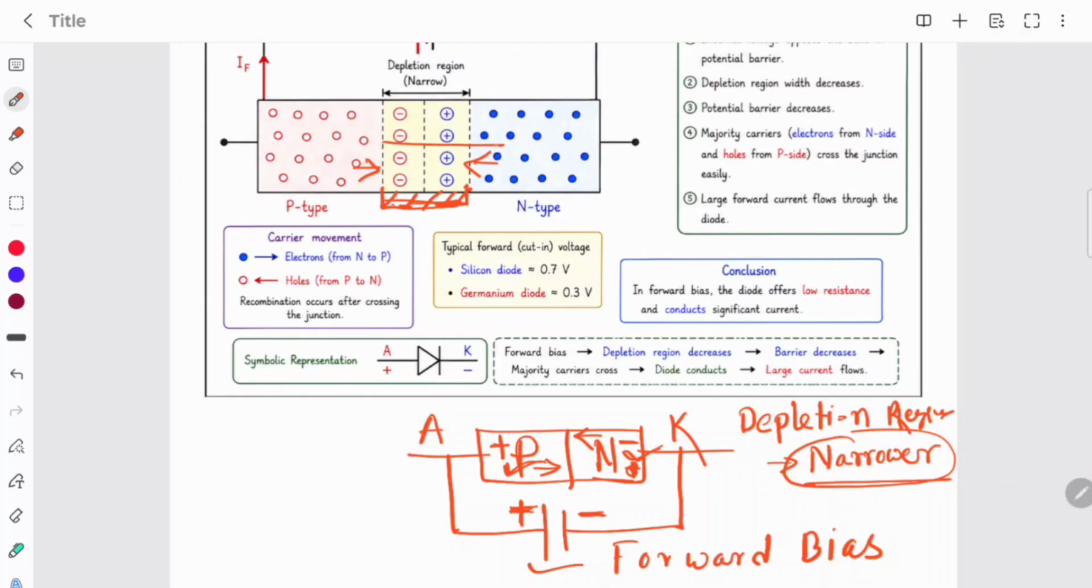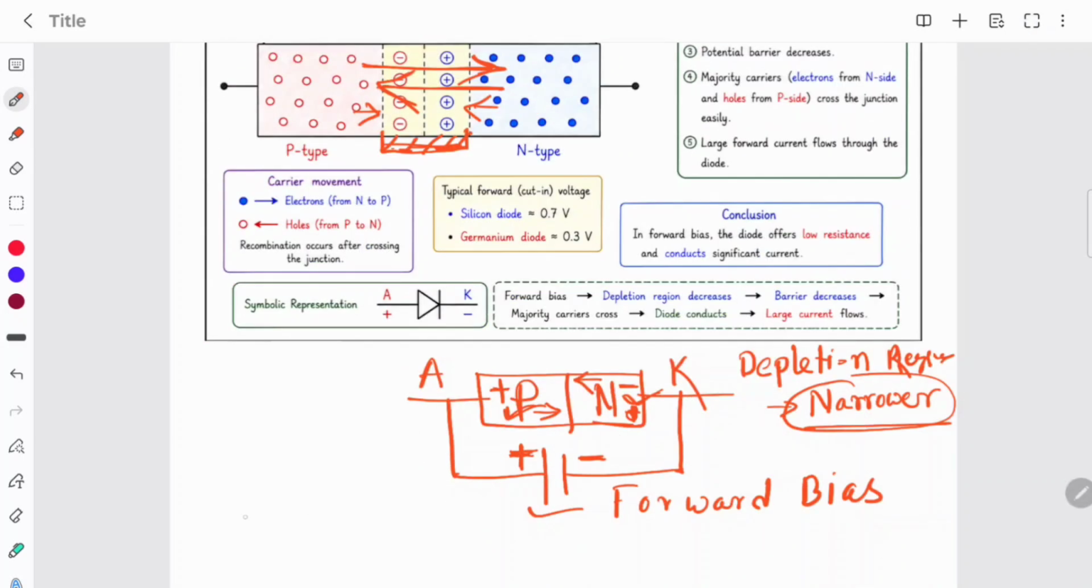This cross the junction in the P side, and at the same time holes move from the P side towards the N side. So therefore substantial carrier movement occurs across the junction. Then a large current will flow. Once the applied voltage becomes sufficiently high, at that time the diode conducts a significant forward current.